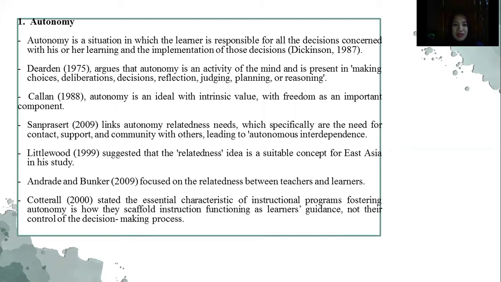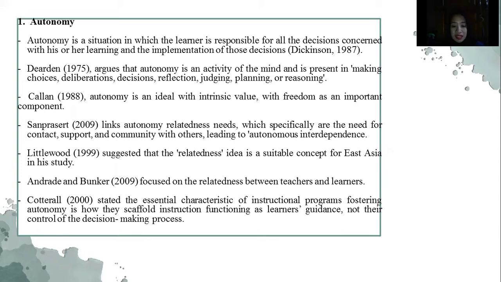Based on Sans 2009, autonomy links to relatedness needs, which specifically are the need for context, support, and community with others, leading to autonomous independence. And then Littlewood, 1999, suggested that the relatedness idea is a suitable concept for Isaiah in his study. This relatedness concept focuses on the need for learners to feel both autonomous and part of a social network.